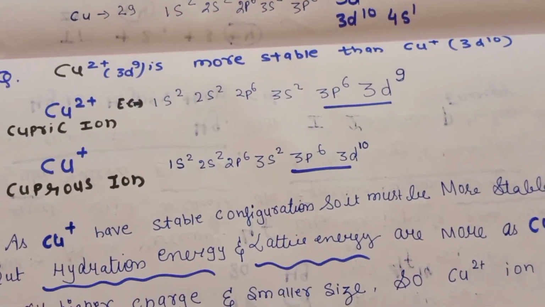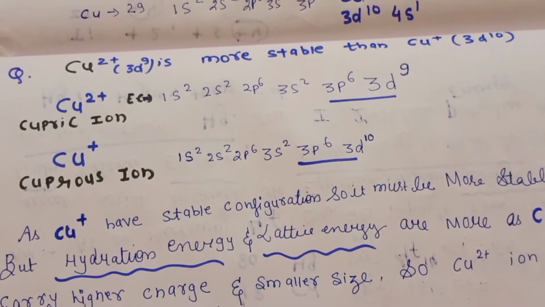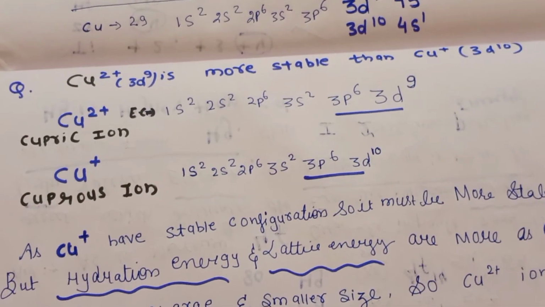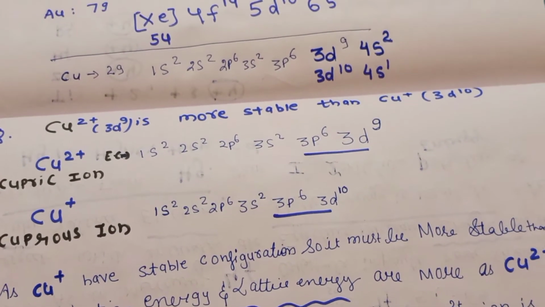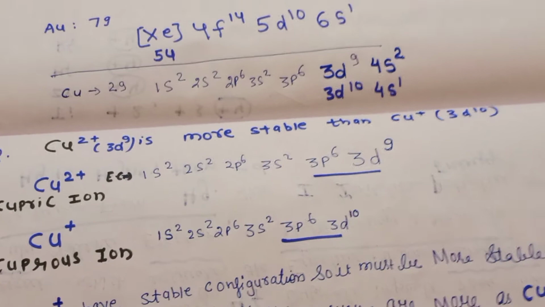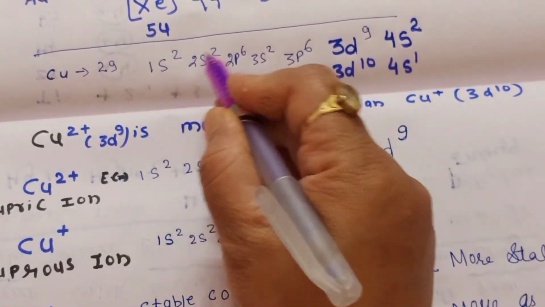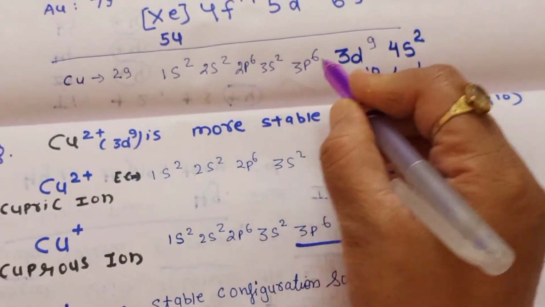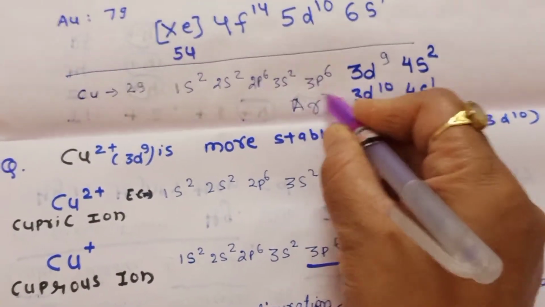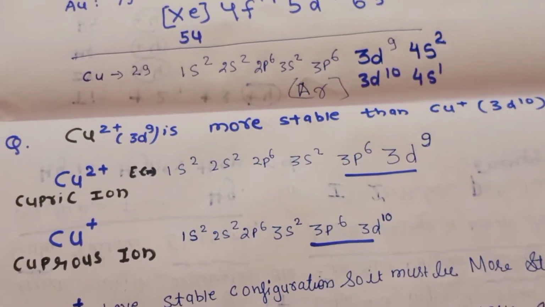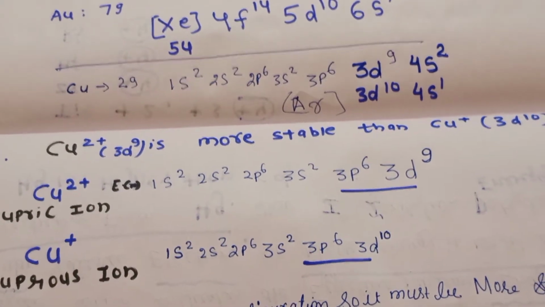For Cu2+ we say cupric ion, and for Cu+ we say cuprous ion. When we write the configuration of copper, how will we write it? We know the atomic number is 29. Either we can write 1s2 2s2 2p6 3s2 3p6, or write it in the core of argon, so 18 electrons will be packed. Then we write 3d9 4s2.